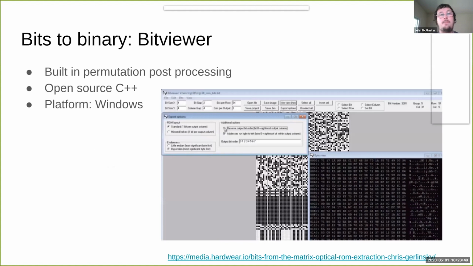Another alternative program is called Bitviewer, written by Chris Gerlinski, and it's designed to be used with Bitract that we talked about earlier. The main advantage of this one is that it's a little more hacker friendly. If you don't really know anything about the actual physical layout, it has a lot of tools to help you visually swap rows and columns and permute address lines to hack on it until you get something that looks about right. So especially if you just need to do this once and get it to work well, this is a great tool for that sort of workflow.